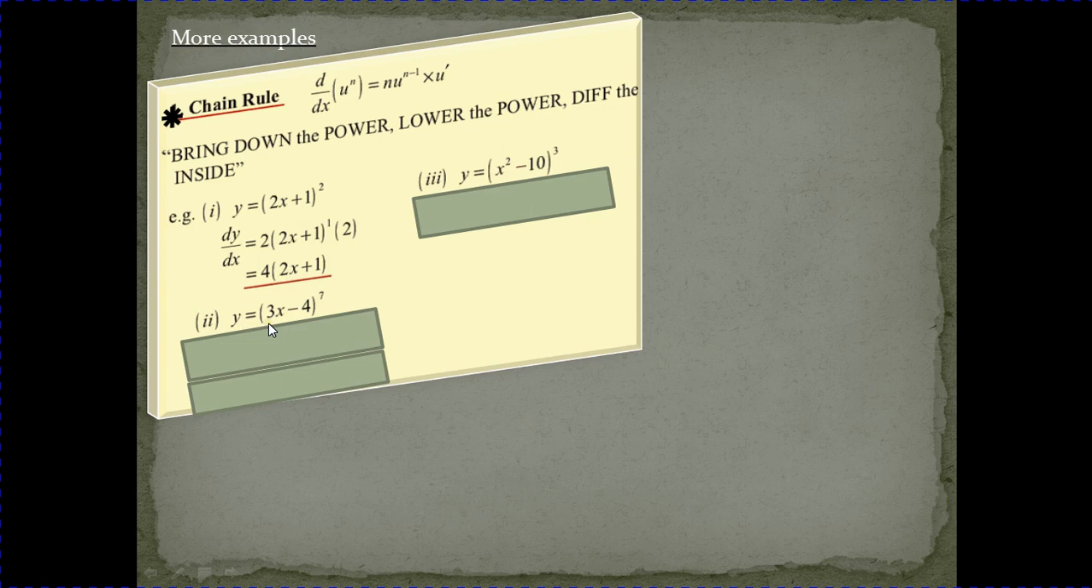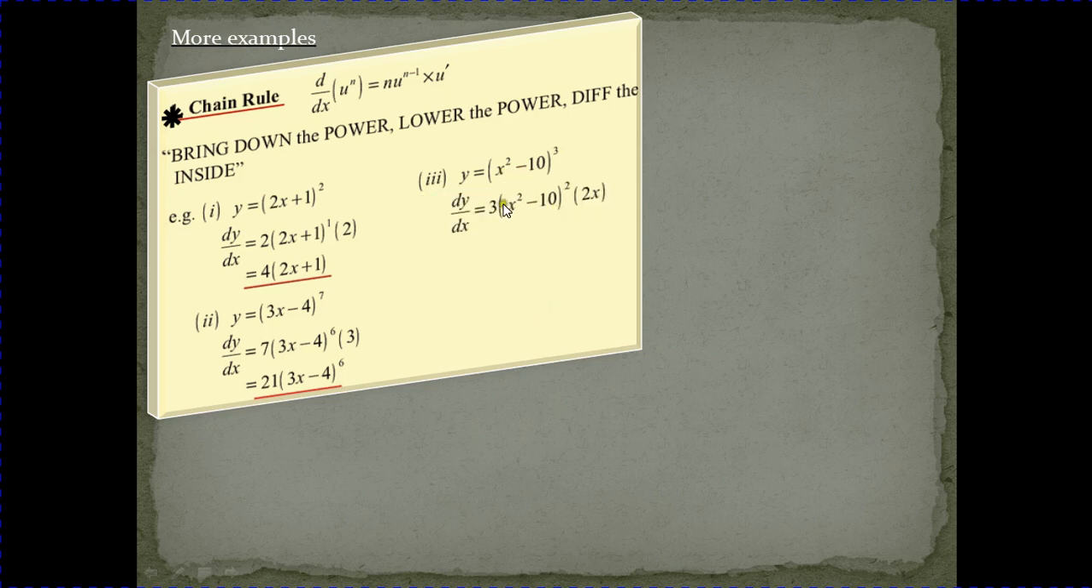Second example, y equals 3x minus 4 all power 7. If you want to get dy by dx, first, you will bring down 7. Second, you will put your bracket, subtract 1, it will be 6. And differentiate the inside, it will be 3. Let's see. Now multiply 7 by 3, it will be 21, and put the bracket power 6. Next example, y equals x squared minus 10 all power 3. It's new for us. Then first, if you want to get dy by dx, put 3 down, and the same bracket, subtract 3 minus 1, and differentiate the inside, it will be 2x.